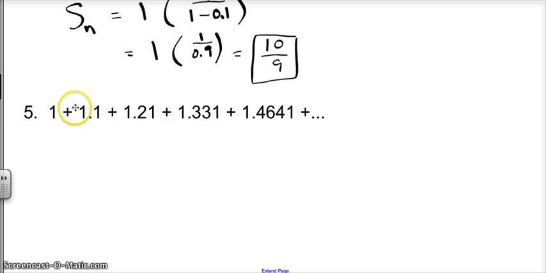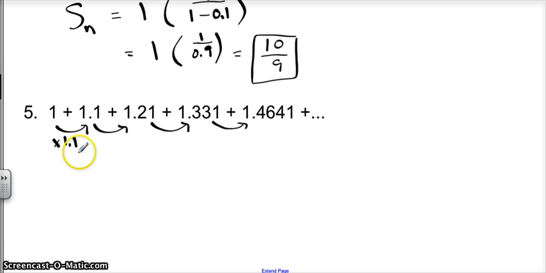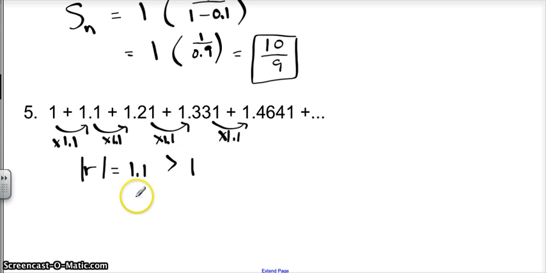So we've got 1, 1.1, 1.21, and so on. See if you can see that pattern. What are we doing there? Well, to get from 1 to 1.1, you're multiplying by 1.1. 1.1 times 1.1, that's 1.21. Hopefully that's obvious. You see 11 times 11 is 121. So we're always multiplying by 1.1 each time. So the r value is equal to 1.1. Well, that's actually greater than 1. So it's going to diverge, which means we can't actually find that sum. Just taking a look at it, you know it's going to go on to infinity.